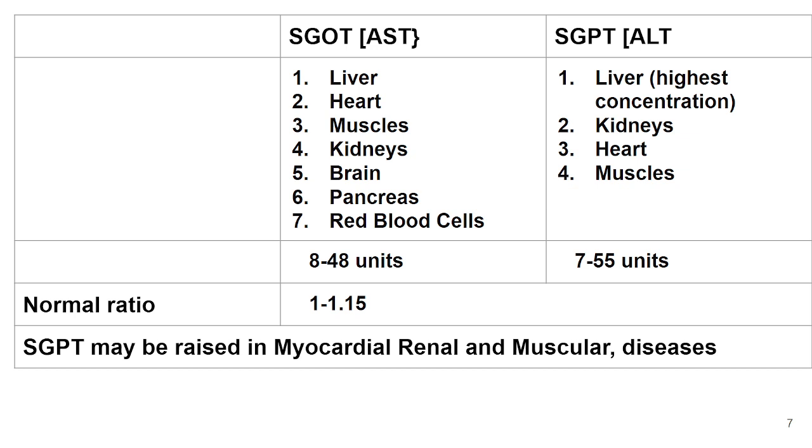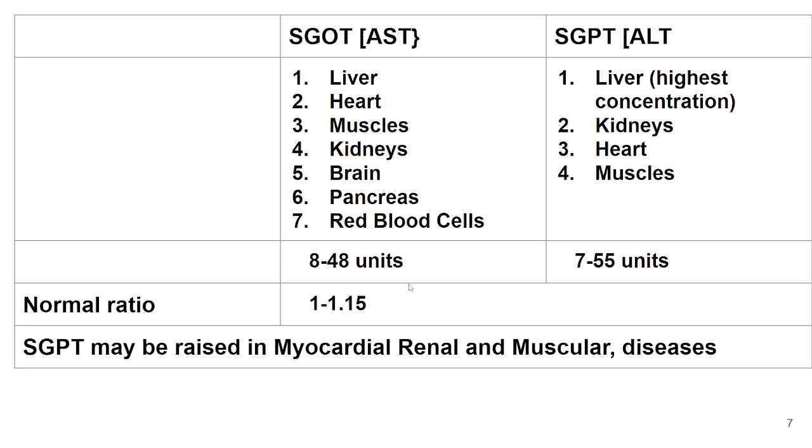Coming to SGOT or AST and SGPT, SGOT is present in large quantities in the liver cells, heart, muscles, kidneys, brain and pancreas, as well as RBCs. And SGPT is present mainly in the liver, kidneys and heart, as well as to some extent in muscles. The normal level of SGOT is 8 to 48 units, whereas SGPT is 7 to 45 units per liter. And the normal ratio of this is 1 to 1.15. So, that's the normal ratio.